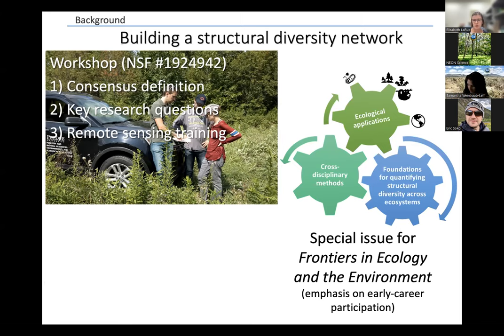So as a product of that workshop, we've been working on a special issue for Frontiers in Ecology and the Environment that will address this overarching foundation for quantifying structural diversity and its conceptualization across ecosystems, but also providing examples of ecological applications and new hypotheses for the literature and talking about methods for measuring it. So that'll be coming out soon.